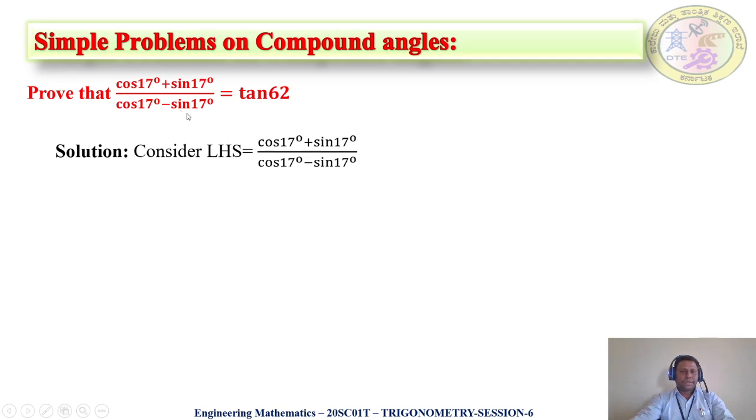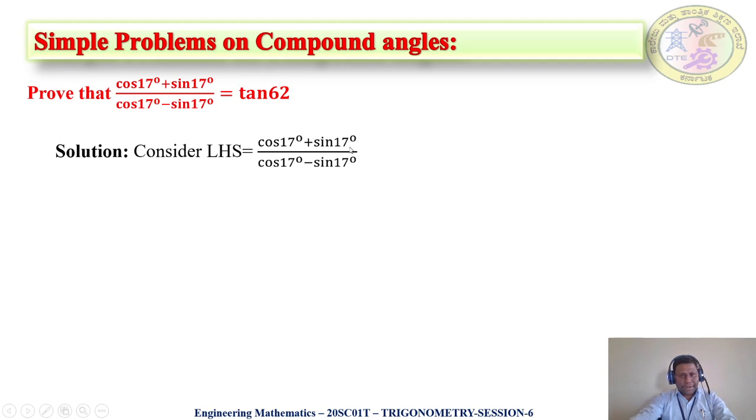In the same type, we have to solve this. You can observe we have taken LHS here, (cos 17 degree plus sin 17 degree) whole divided by (cos 17 degree minus sin 17 degree). Now we have to look at the RHS. We have to get RHS as tan 62 degree. Means we have to get the value tan.